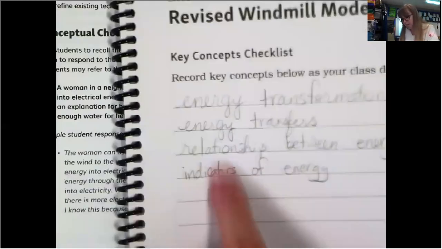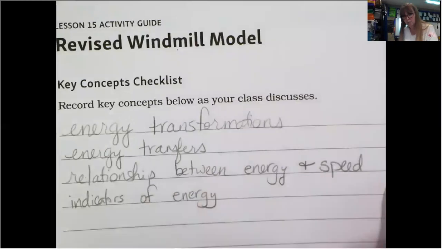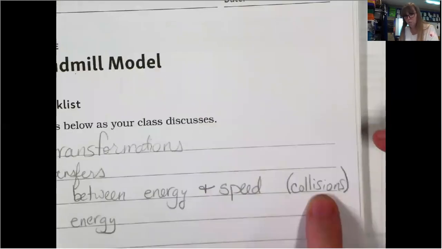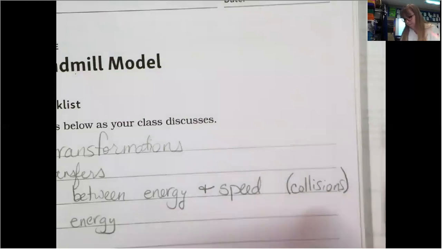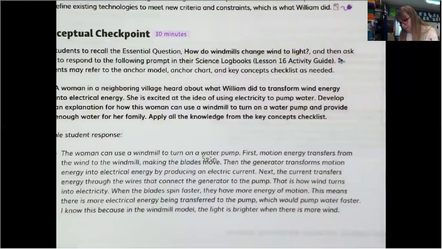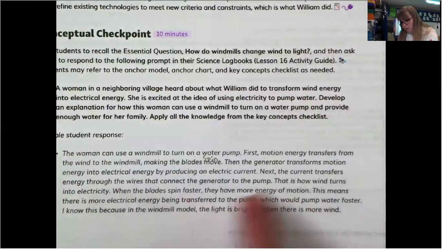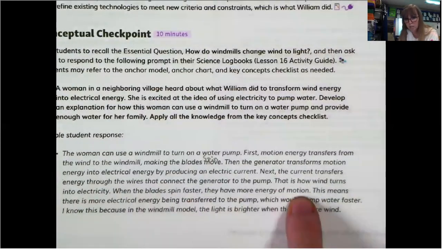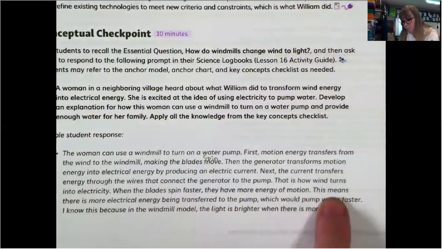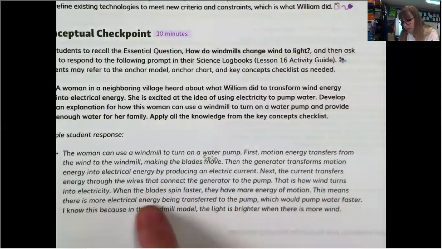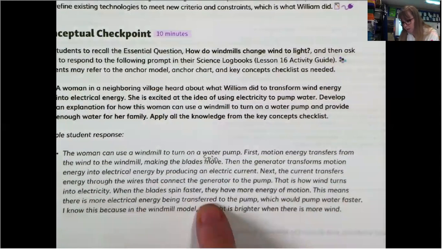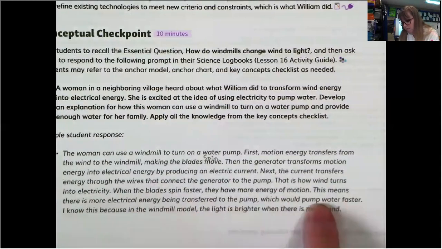Relationship between energy and speed. And we've also, without using the word collision, we did talk about wind hitting the windmill. That's a collision. Okay. That is how wind turns into electricity. When the blades spin faster, they have more energy of motion. This means there is more electrical energy being transferred to the pump, which would pump water faster.